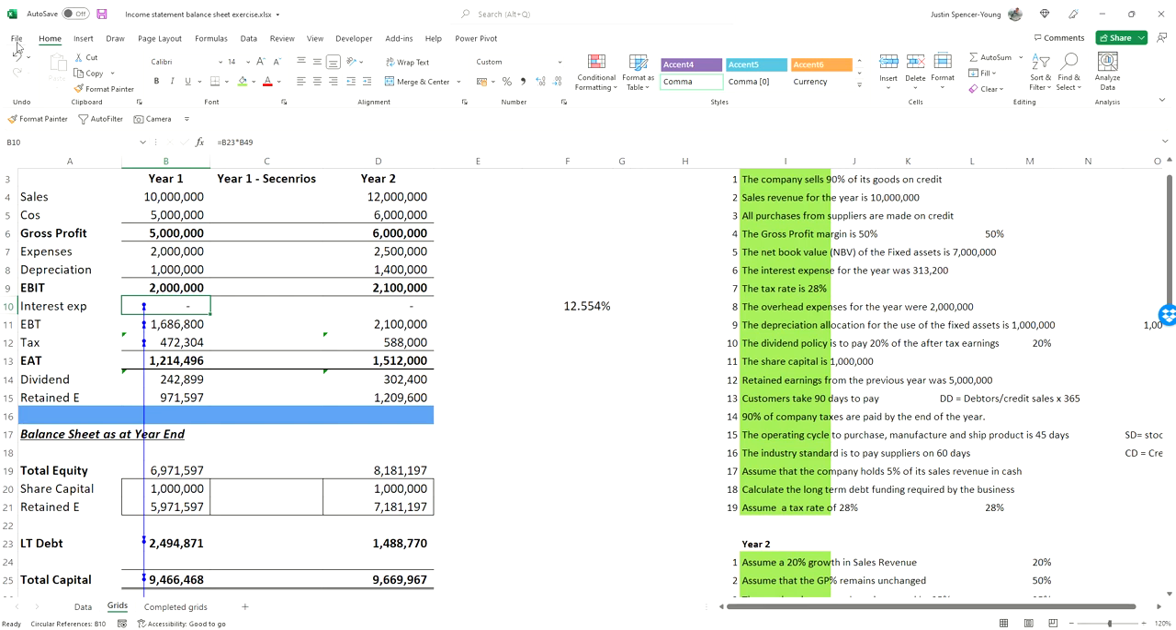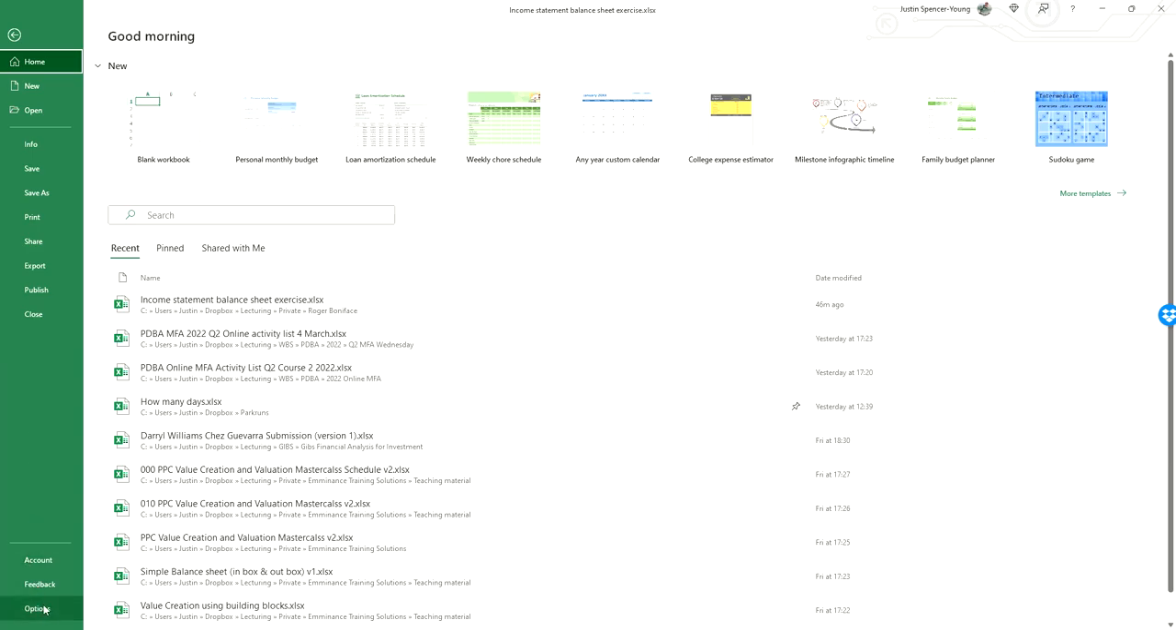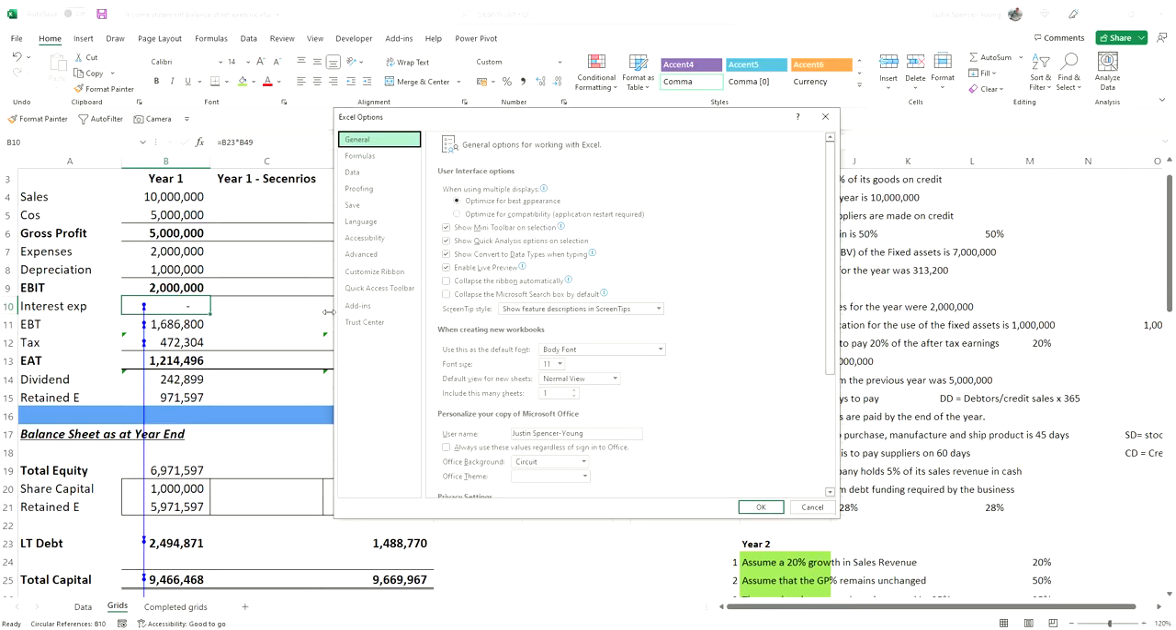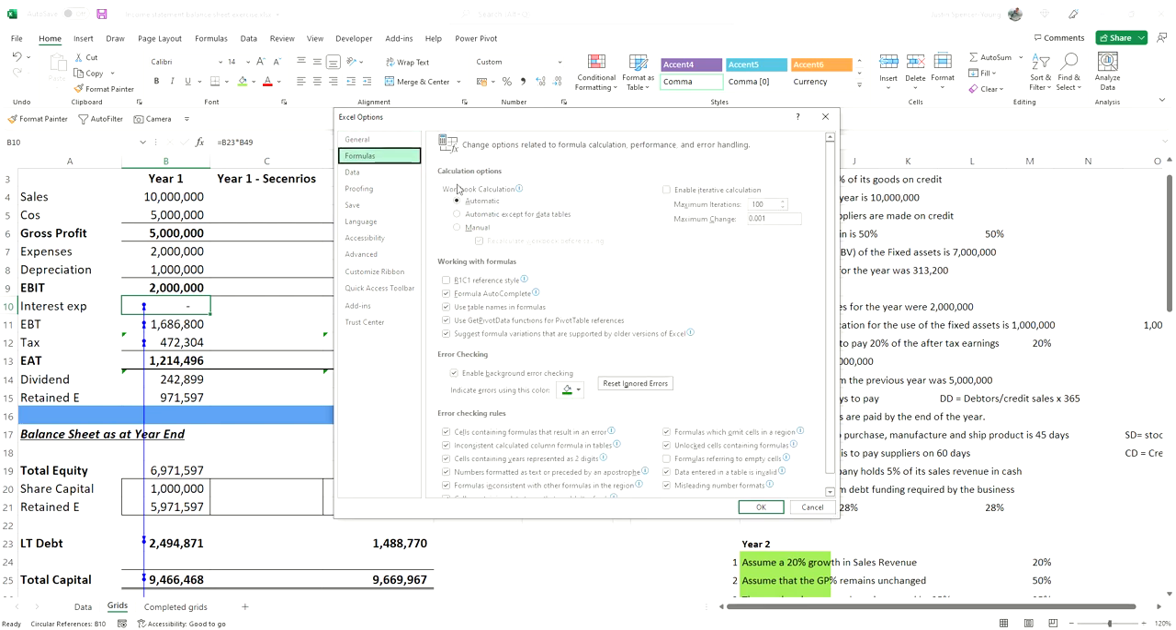So there's a neat little goodie that can help us here. So I'm going to go to File. I'm going to come down to Options. This menu is going to pop up here. I'm going to go to Formulas, and here under Calculation Options, there's a little box here for Enable Iterative Calculation. And an iterative calculation is going to help us solve this circular reference problem so that it does multiple calculations, maximum iterations 100, in order to find out what does that interest have to be.